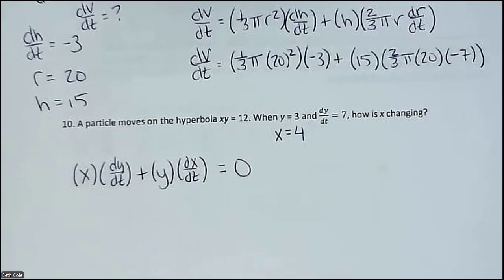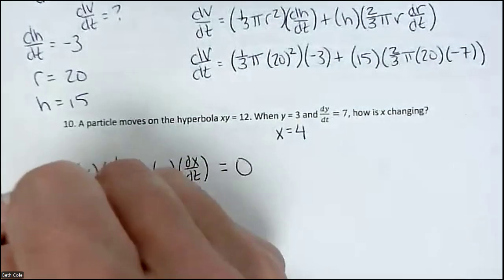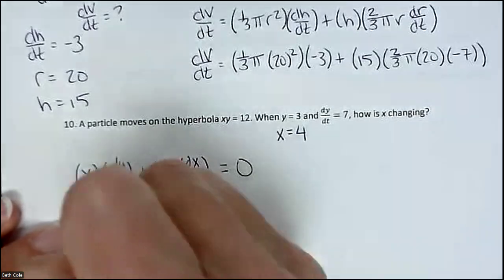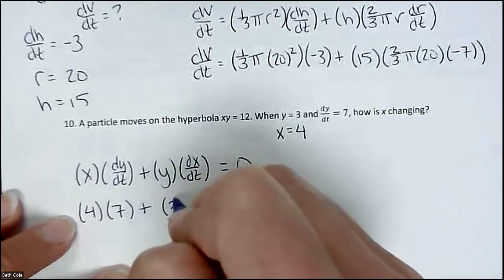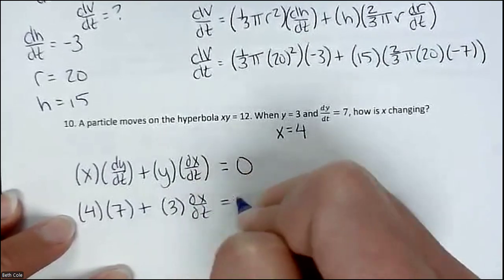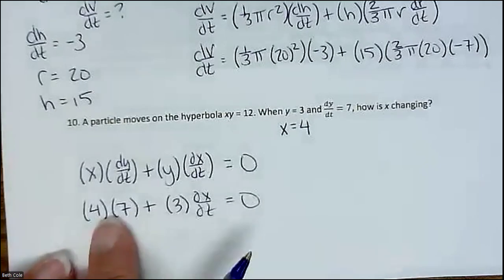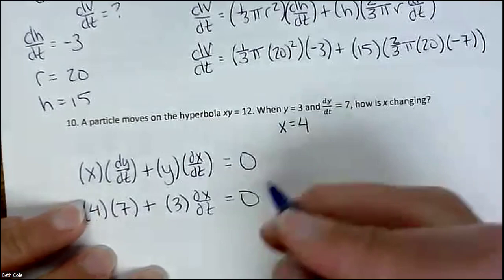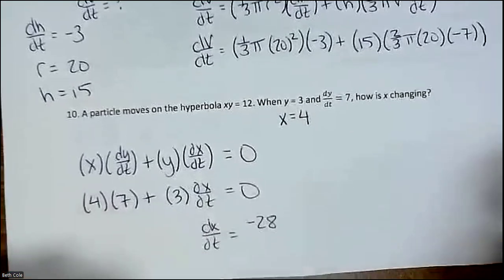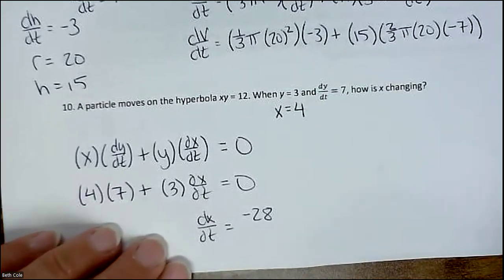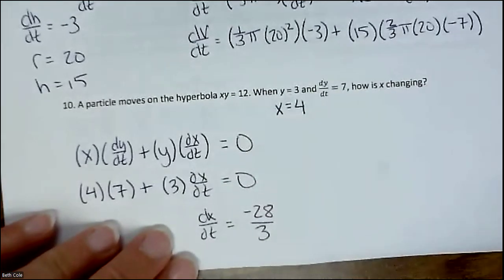And then I think we have everything and we're just going to plug it all in. What's x? 4. dy/dt 7. y is 3. dx/dt is what we're looking for. And this one's multiple choice, so you have to keep going until the bitter end. 7 times 4 would be 28. We're going to subtract that over, so it'll be negative 28, and then what? Yep, divide it by 3. That doesn't reduce, so you would just leave it.